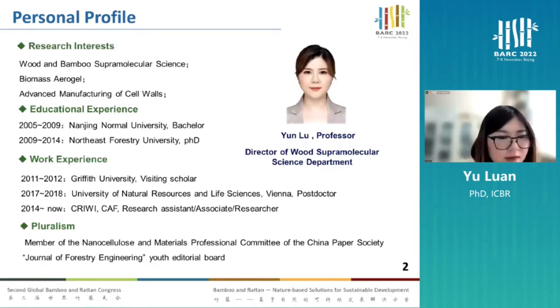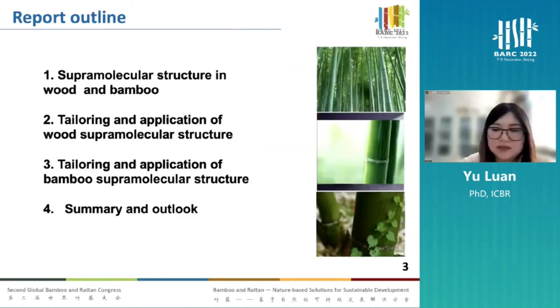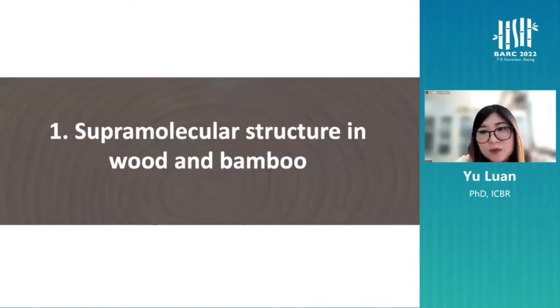And this is my lab. Currently, I'm the director of the project. Our research interests include three areas: wood and bamboo, supramolecular science, and biomass. Today's report outline: supramolecular structure in wood and bamboo, tailoring and application of wood structure and bamboo structure, and finally, summary and outlook.